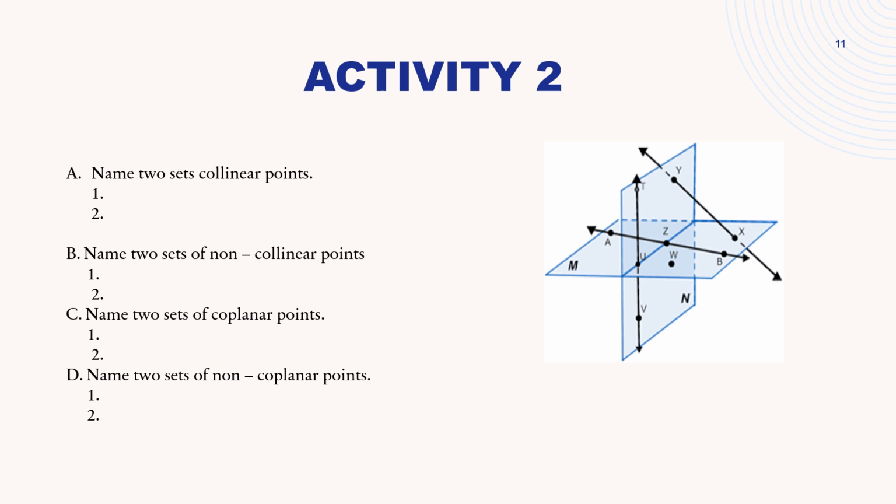For your activity 2, name two sets of collinear points. So, what are collinear points here? For example, we have A, W, B. These are collinear. So select more, and then name two sets of non-collinear points. Of course, you can see them printed here, and also sets of coplanar points, two each. It's already 8 points, so we can do it all.